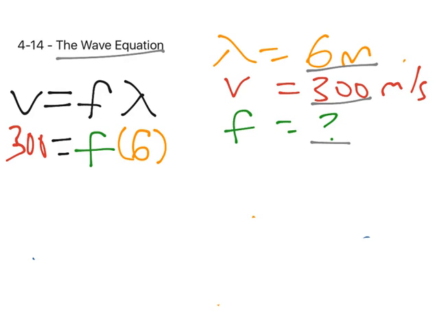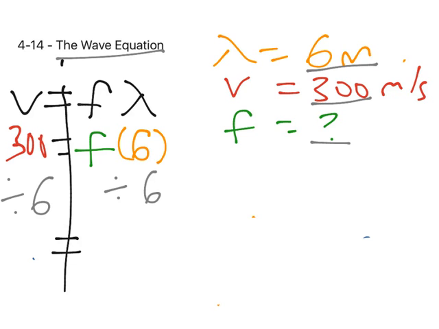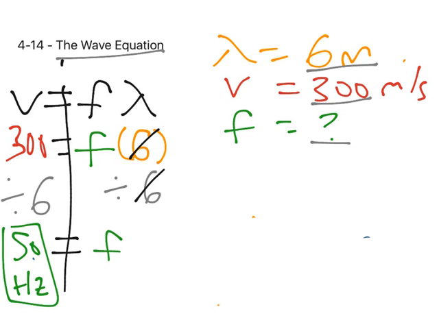To solve this equation, we divide both sides by 6. We divide by 6 because 6 is next to the F on the same side of the equation, like this. So this cancels. So frequency is 300 divided by 6. The frequency is 50. In fact, the frequency is in hertz, 50 hertz.